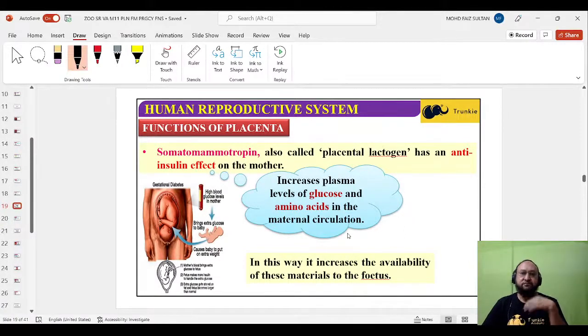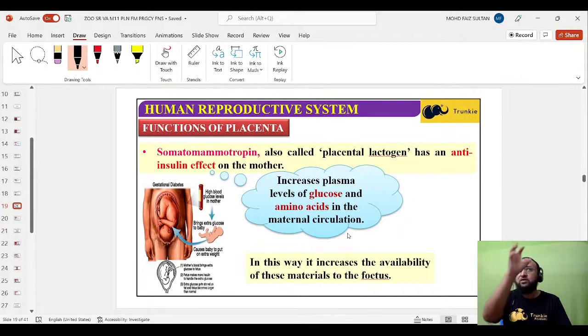Somatomammotropin is another important hormone. It is called placental lactogen, has an anti-insulin effect on the mother, and increases the plasma level of glucose and amino acids in the maternal circulation. Why? Because the growing fetus needs a supply of energy. Placental lactogen provides glucose molecules and amino acids to the fetus by increasing their plasma level.